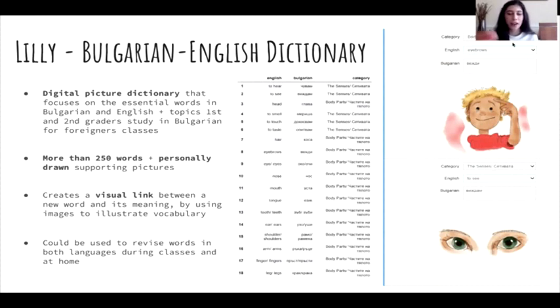You can see all the words are listed in this way, so this makes it much easier and quicker for them to revise the words. Personally, for me, this project was challenging, but nevertheless, it was very enjoyable and fun.